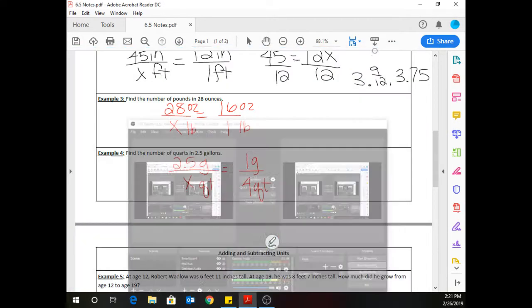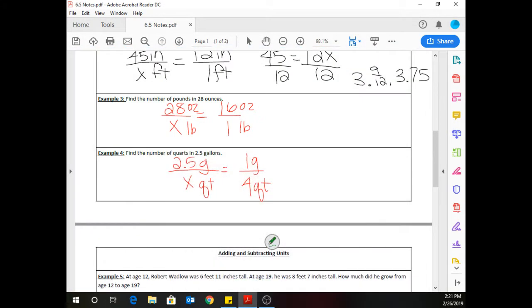If you label, it'll go so much better, I promise. So you cross multiply and you get 28 equals 16x. Divide by 16. X equals 1.75, hopefully. Everybody with me?